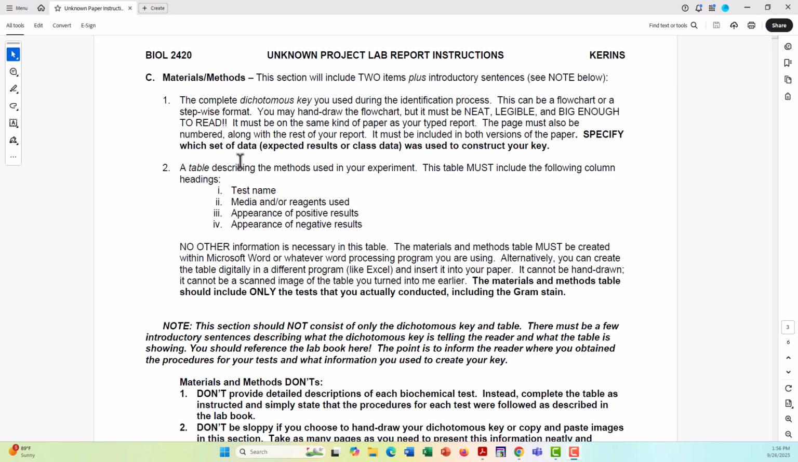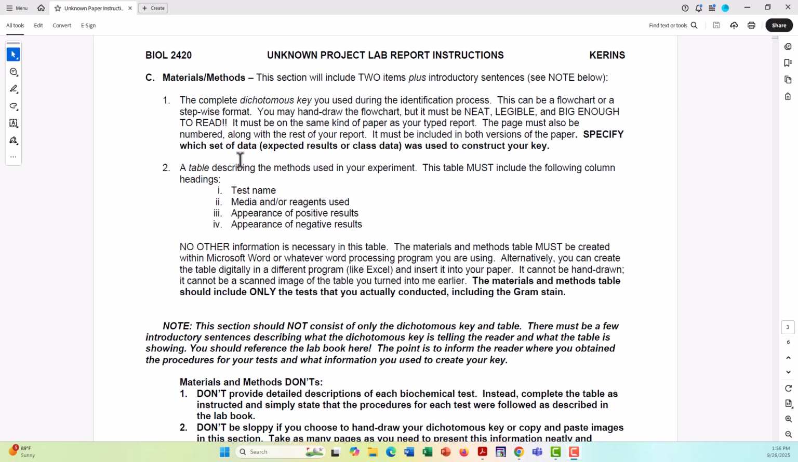Specify which set of data you used to make your key, meaning are you presenting the key that you originally turned in to me? If so, that means you created that key using the expected test results in our lab book. You have to include that information to the reader.